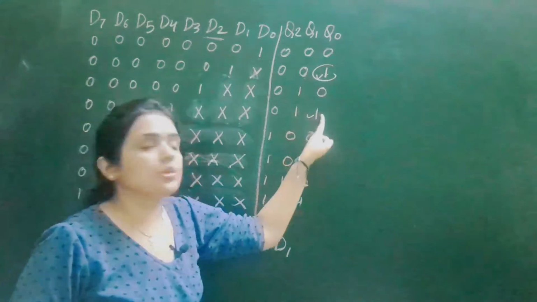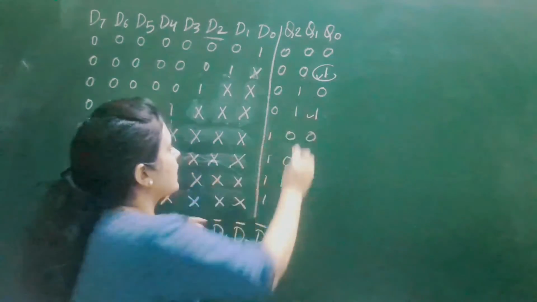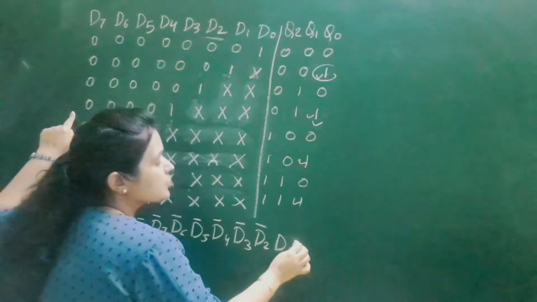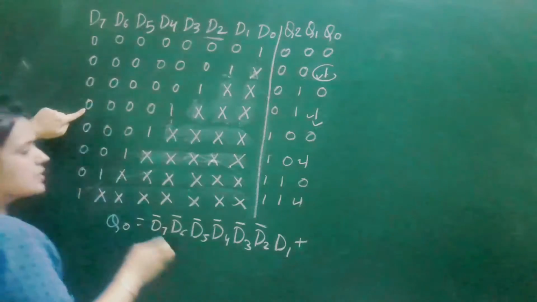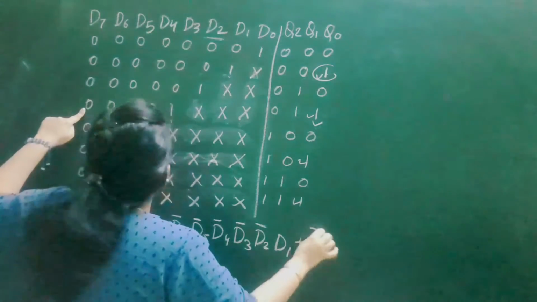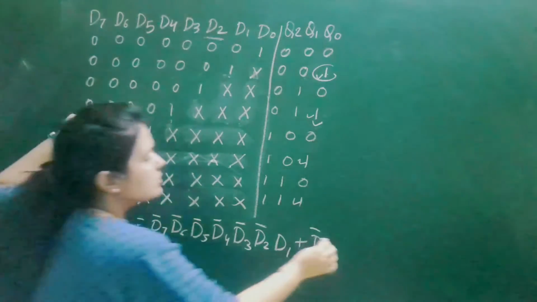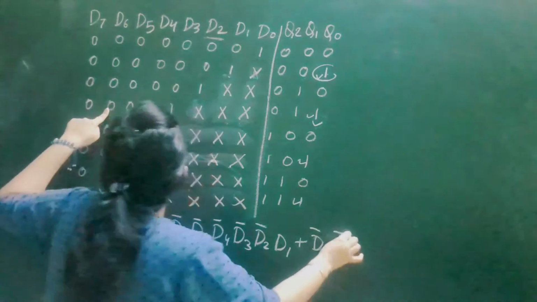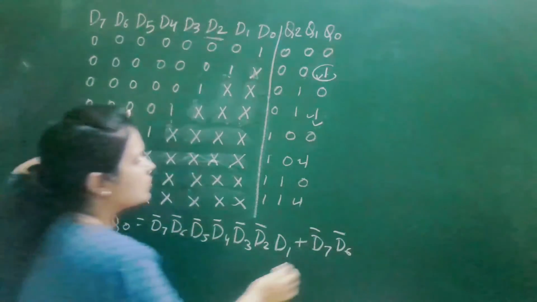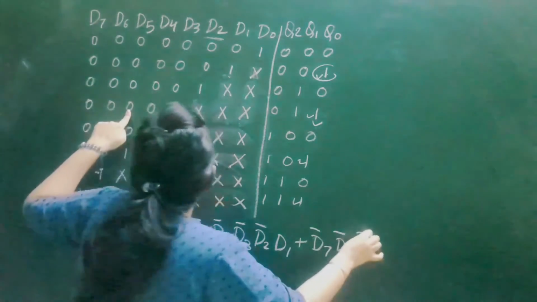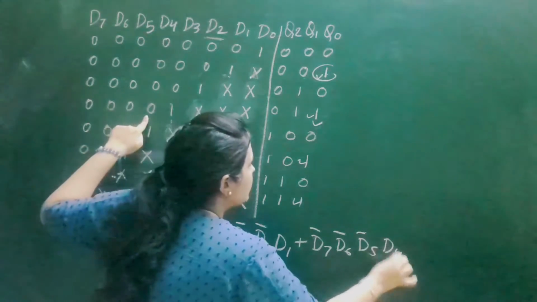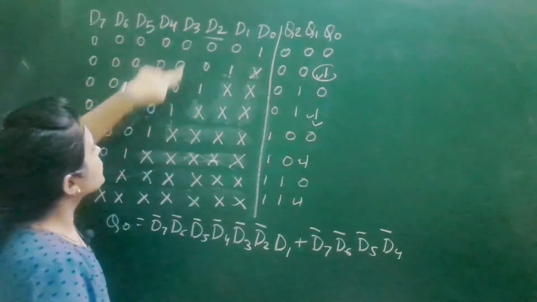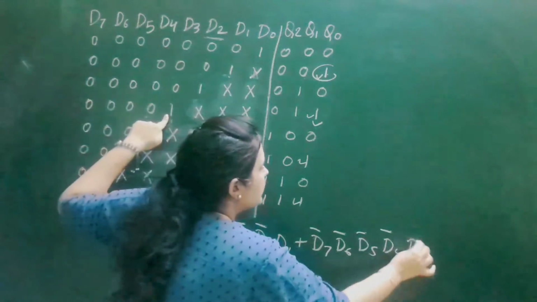Again Q0 is 1 at this point. So first of all we should put an OR sign. Here D7 has value 0, so we write complement of D7. D6 is also 0, so complement of D6. D5 is also 0, so complement of D5. D4 should also be 0, so complement of D4. But D3 should be 1, so we simply write D3.